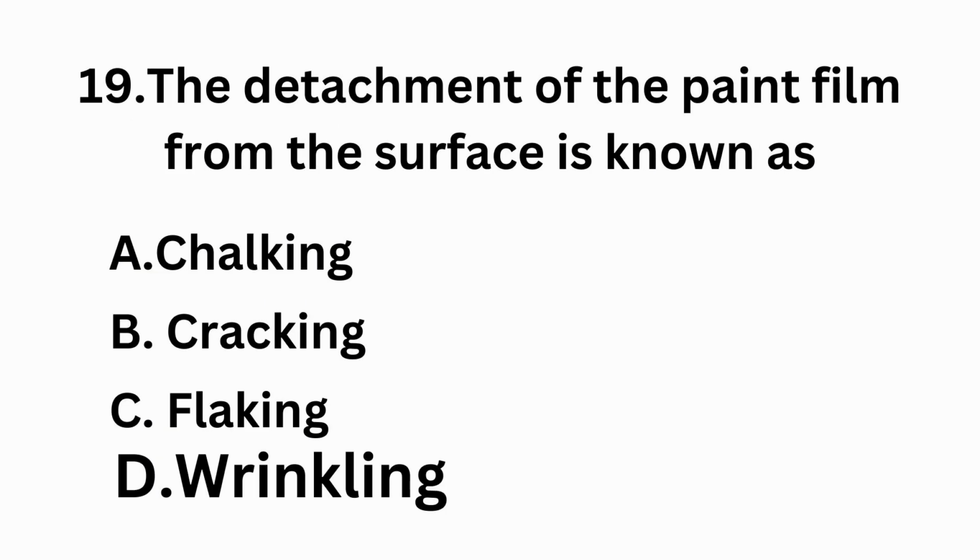The detachment of paint film from the surface is known as A. Chalking, B. Cracking, C. Flaking, and D. Wrinkling. Detachment of the paint film from the surface is known as flaking. Wrinkling in paintwork can be identified by a rough crinkled paint surface, which occurs when uncured paint forms skin. Chalking can occur when the paint is exposed to sunlight, heat, and moisture over time.